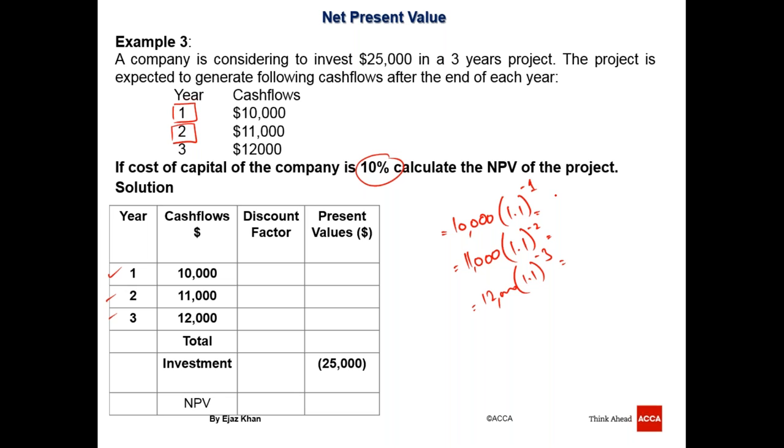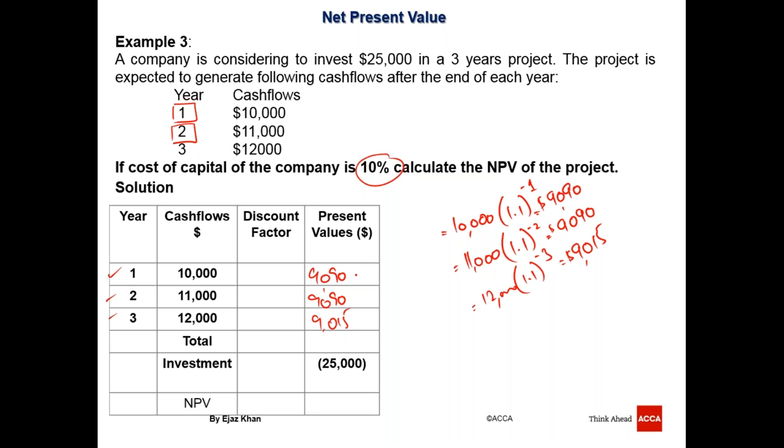So for the first cash flow, it's $9,090. May I know for year two? So for year two, it's approximately the same, 9,090. And for year three, it's 9,015 or $16. Okay, 9,090, 9,090, and 9,015.